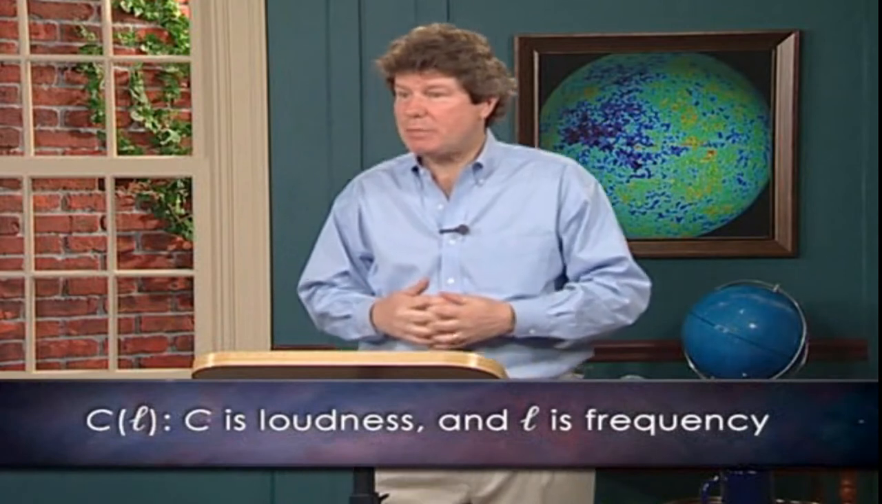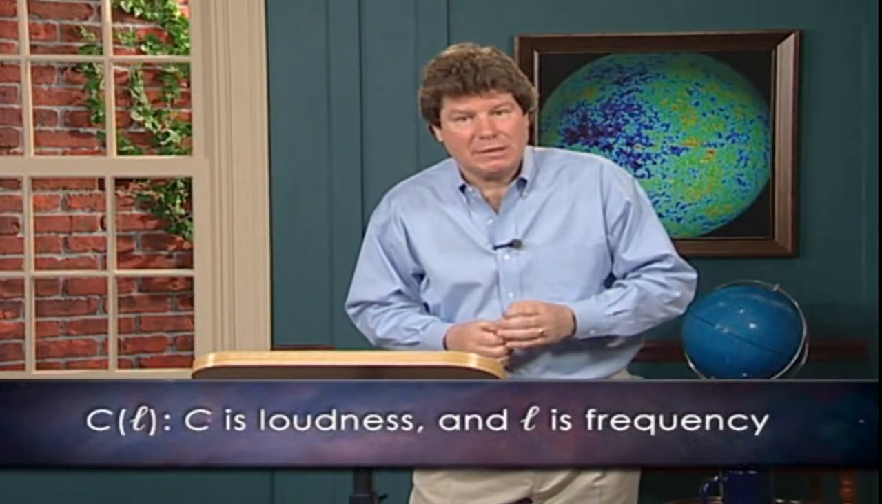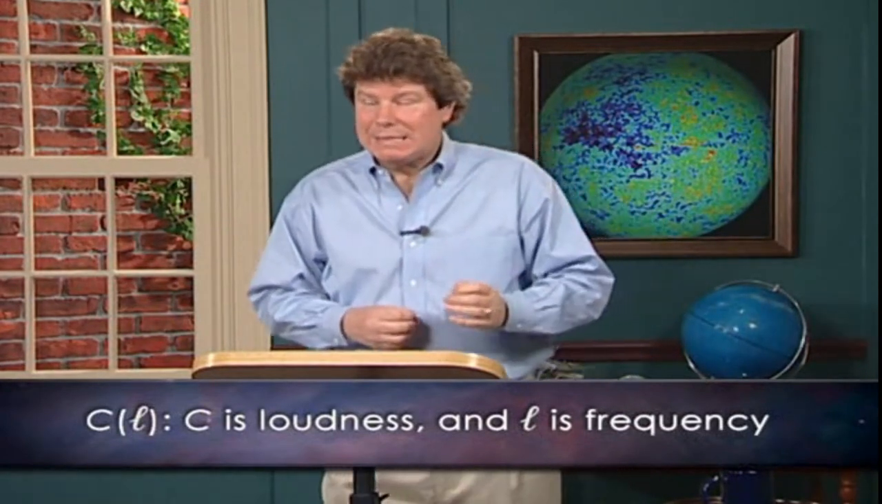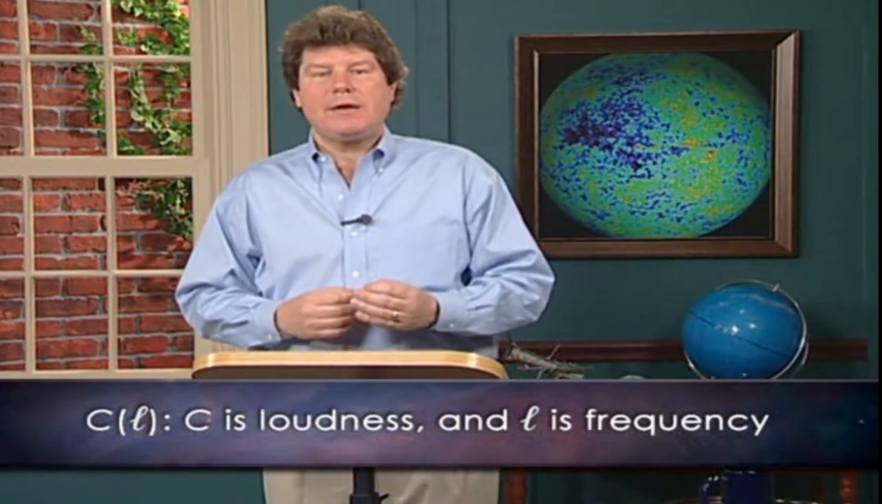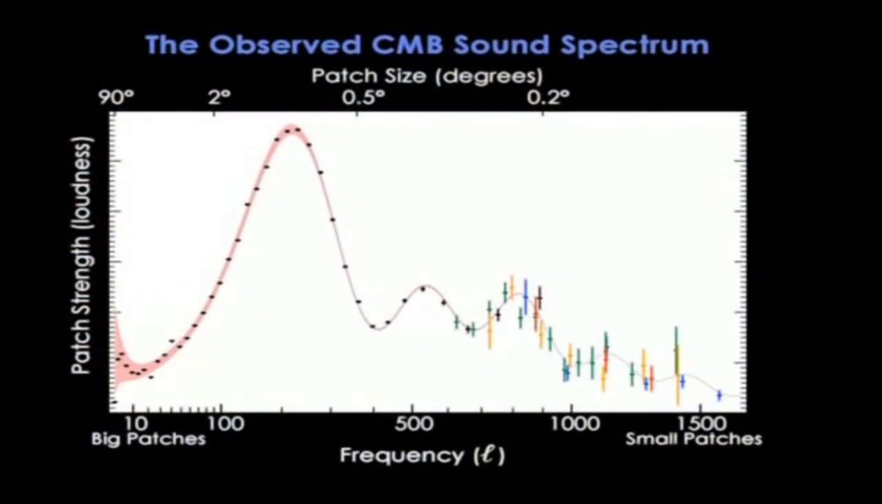The resulting sound spectrum is called C of L, where C is the loudness and L is the frequency. Basically, big patches on the microwave sky have a small L, and small patches on the microwave sky have big L. And here's the amazing result, which includes the best data as of about 2006. And the line is a theoretical computer model, which we'll talk about later.